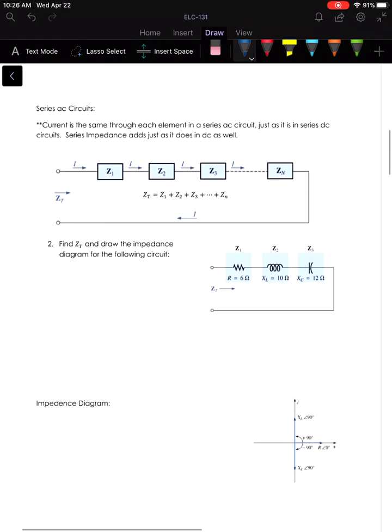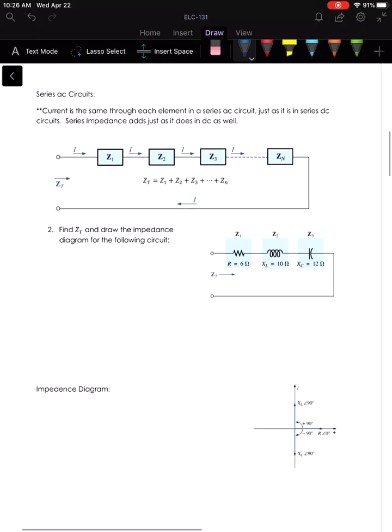But what you need to know is for series circuits, we sum the impedances just as we summed the resistance in DC. So if we have individual impedances in series, to find the total impedance, we're just going to add them all together. And that's much easier to do in rectangular form than in polar form. So first, for number 2 here, I'm going to find the impedance of each of our blocks, Z1, Z2, and Z3, and then we're going to add them together.